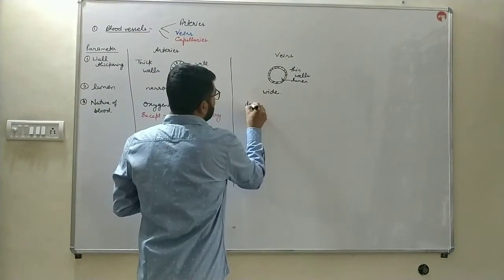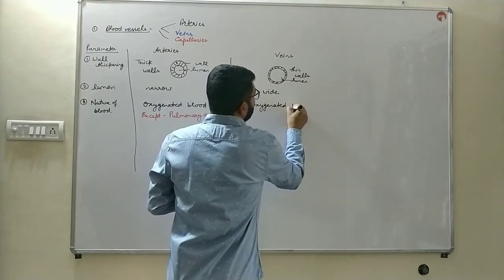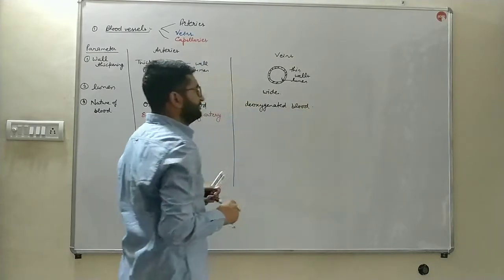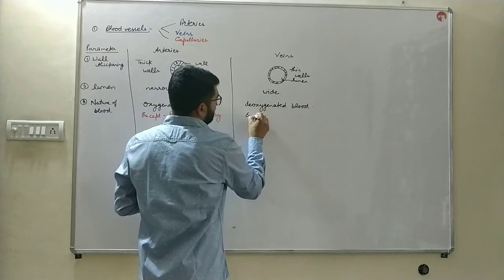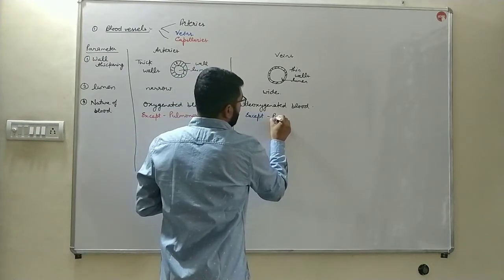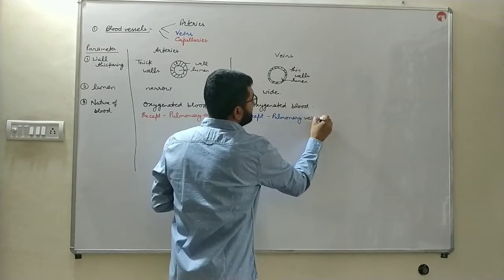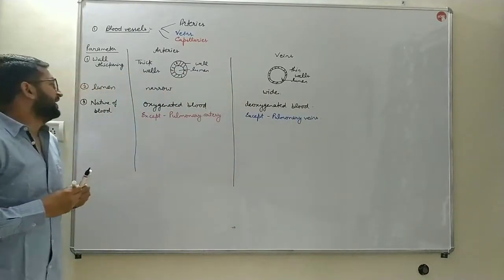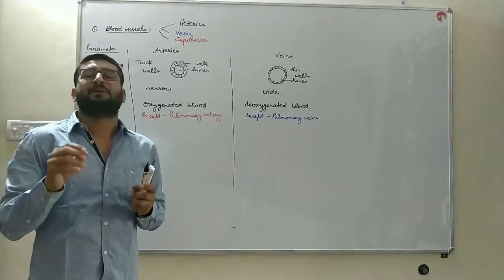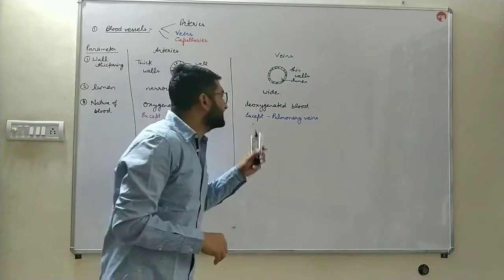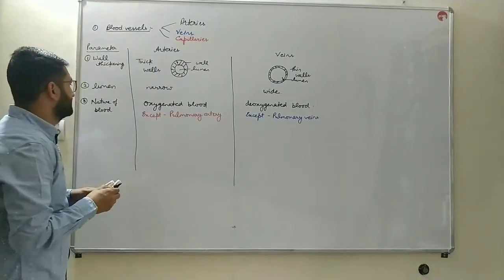Veins carry deoxygenated blood. What is deoxygenated blood? Carbon dioxide rich blood. Except pulmonary veins. Do remember these exceptions quite well, children. Arteries carry oxygenated blood except pulmonary artery. Veins carry deoxygenated blood except pulmonary veins.